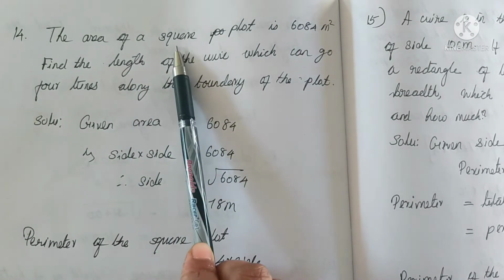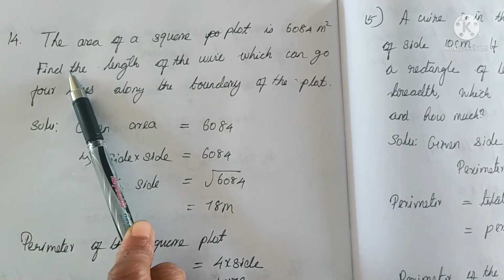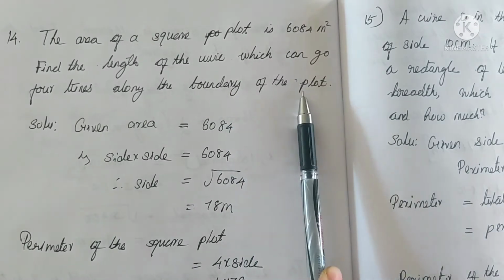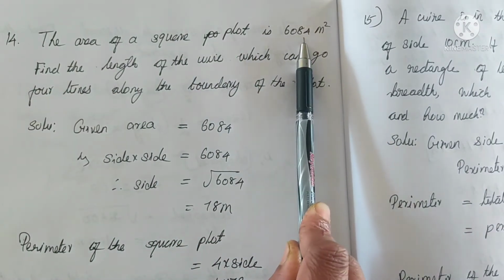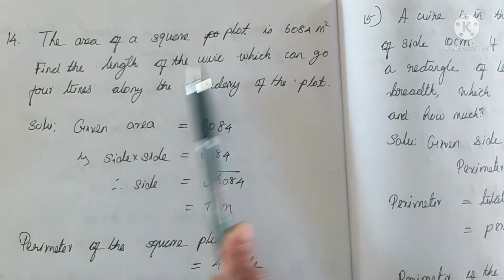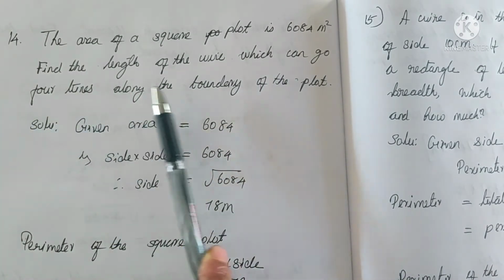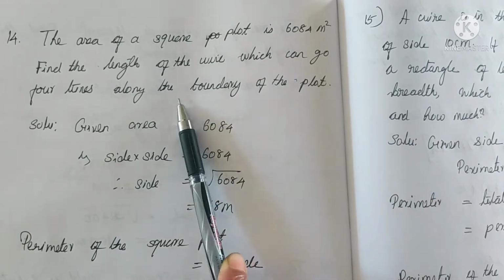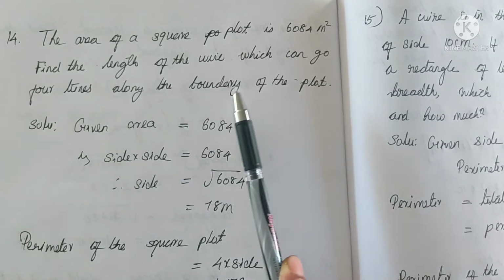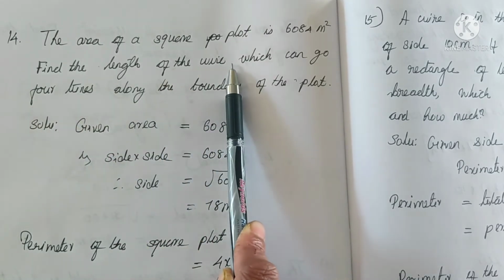Question number 14. The area of a square plot is 6084 meter square. Find the length of the wire which can go 4 times along the boundary of the plot. Here area of the square plot is given. We know how to find the area of a square, is it? And what is left to find? The length of the wire which can go 4 times along the boundary of the plot. Boundary of the plot means we have to find the perimeter of that square plot. Then after finding the perimeter, we will multiply with 4. Then we will get the total length of the wire.